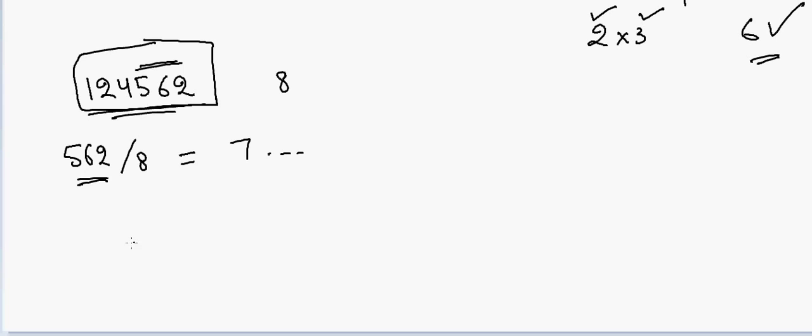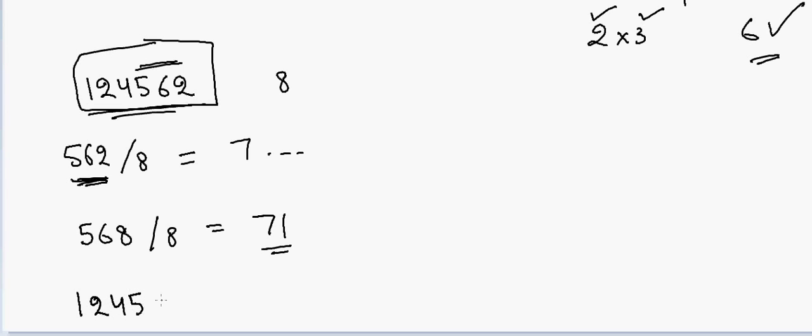How can I make it divisible by 8? By making these three digits divisible by 8. So if I have 568, that can be divided by 8, and we'll get 71. So therefore if I change this number to 124568, then this number would be divisible by 8. So then in that case it will work.